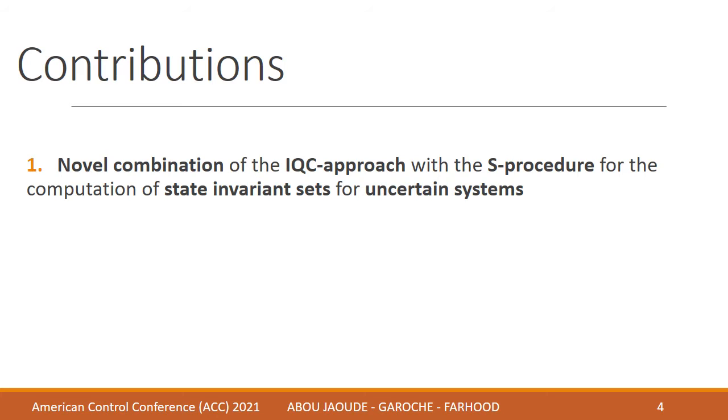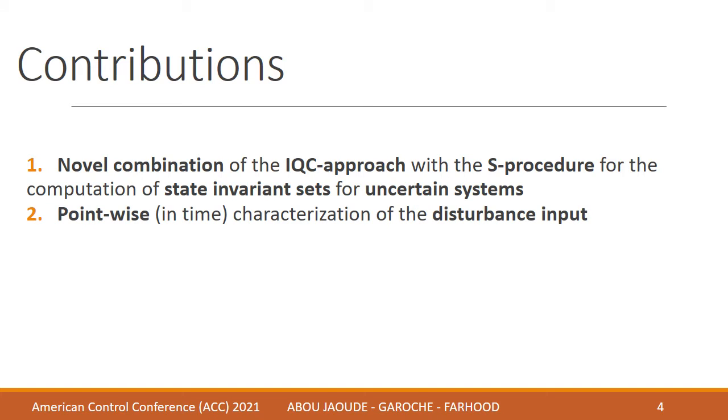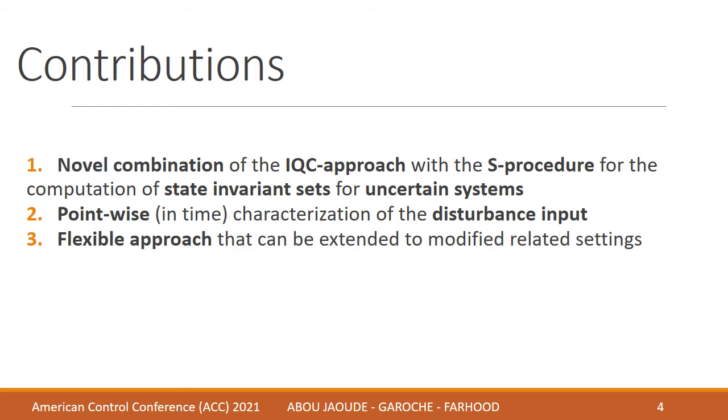The main contribution of this work is a novel combination of the IQC approach to robustness analysis with the S procedure for the computation of state invariant sets for uncertain systems. A second contribution is that we allow for a pointwise characterization of the disturbance input. This is in contrast to standard approaches in robust control, where the disturbance input is assumed to be a finite energy signal in L2. Finally, a nice feature of the proposed approach is that it is flexible and provides a template to be extended to modified settings.